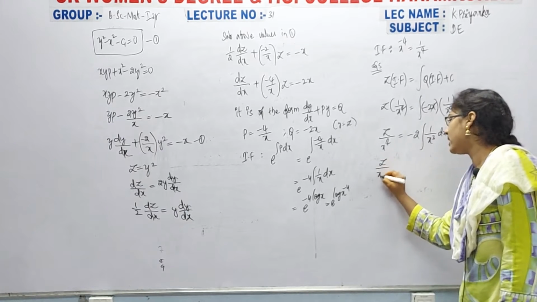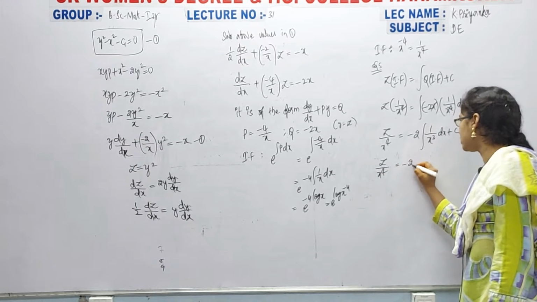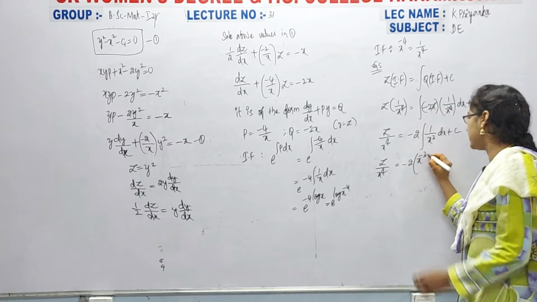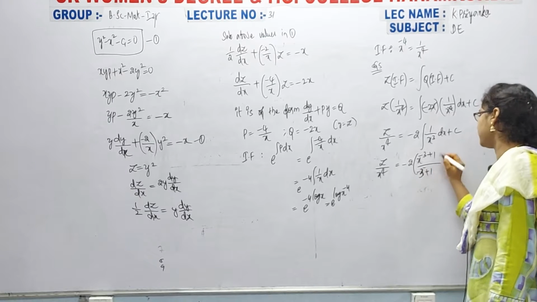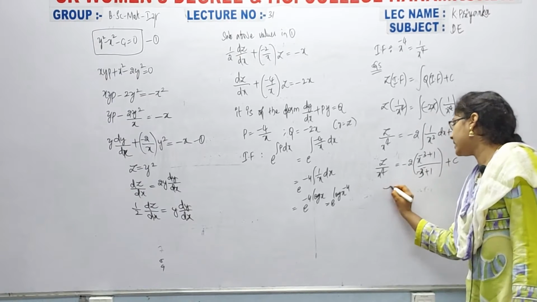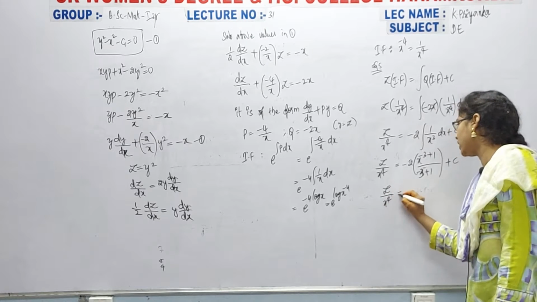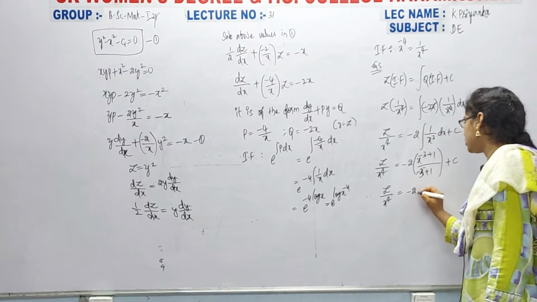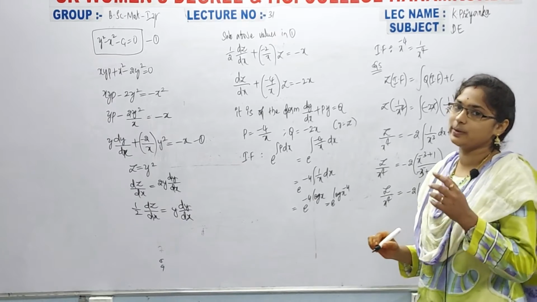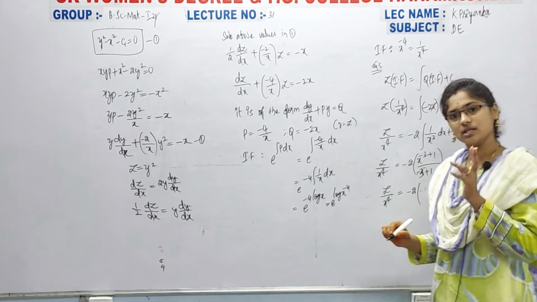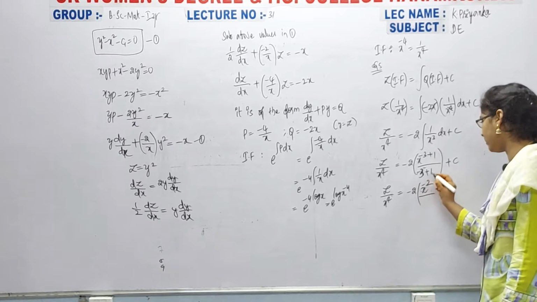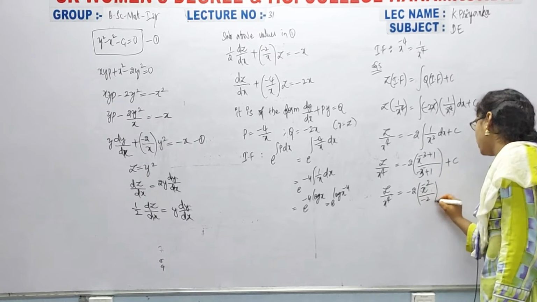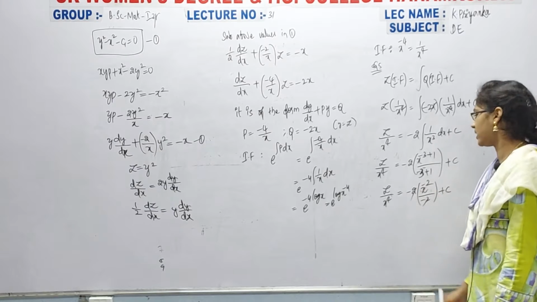Now z by x power 4 equal to minus 2 of x power minus 3 plus 1 by x power minus 3 plus 1 plus c. Then z by x power 4 equal to what we get? Minus 2 of x power minus 2 plus 1. What we will get? Minus 2 itself. So x power minus 2 by, and here what we get, ma? Minus 2 plus c. So now this one and this one get cancelled.